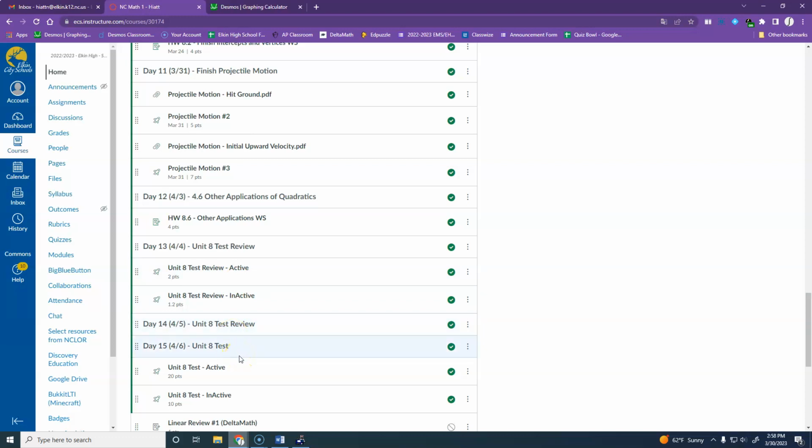Also, Thursday's when your catapult is going to be due for me. I want them all here on Thursday because when we come back from Easter that Tuesday, we're going to do the catapult project. I want them all here that day because I'm afraid if I make them do it that Tuesday, you guys won't have it. All right.